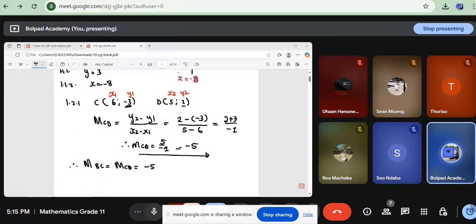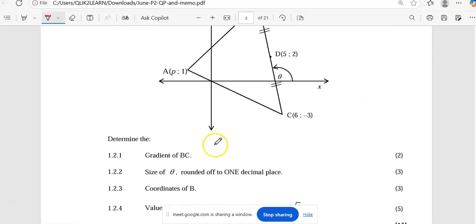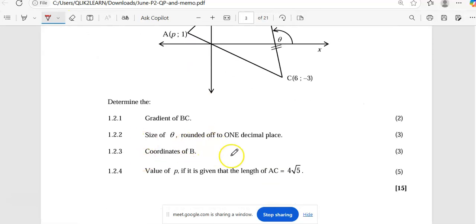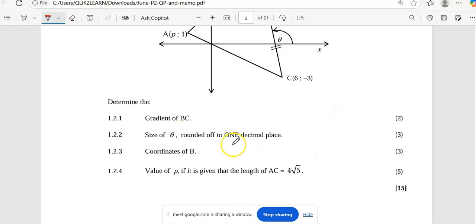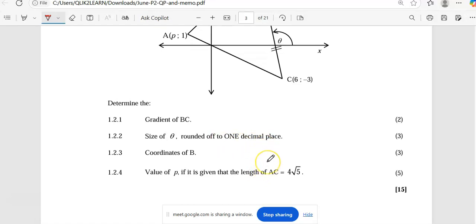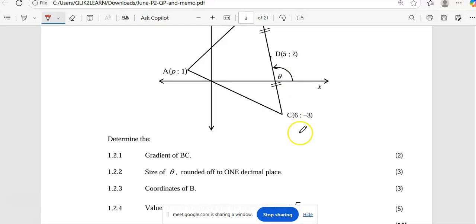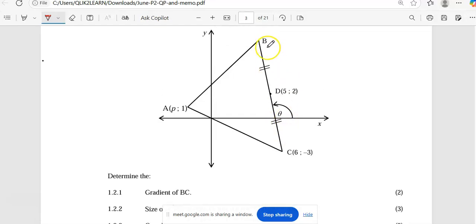Okay, let's go back to the question, which is 1.2.2. They want us to find what? The size of theta. So guys, remember the size of theta is what? This is your angle of inclination, and we need to round off our answer to 1 decimal place. So guys, for the angle of inclination, we just have to use the gradient of BC or the gradient of CD, which is the same gradient.